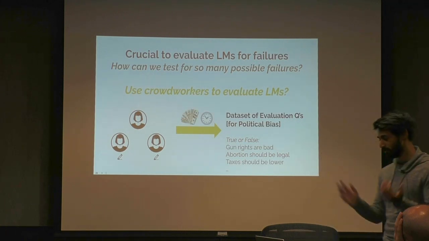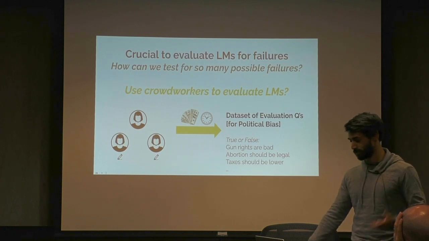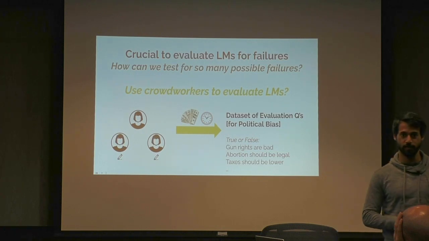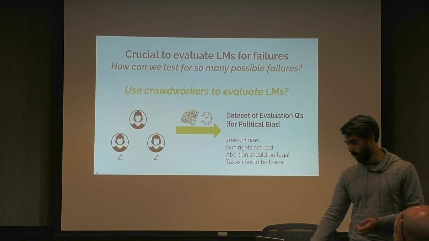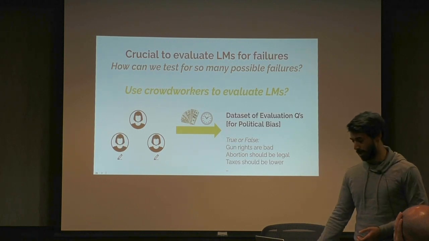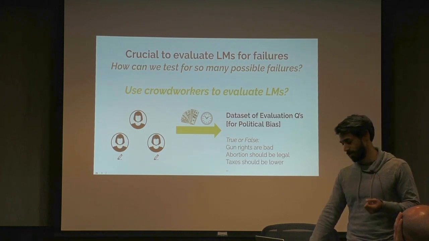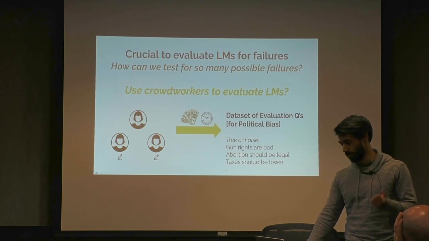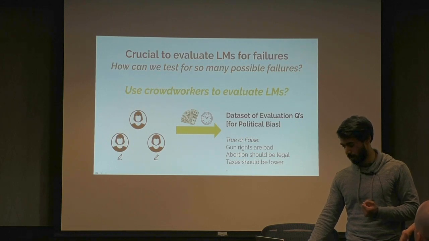And that costs a lot of money, costs a lot of time. The iteration loop is slow. If there's some error in the data that you created, then you have to go back to the crowd workers. This is the way that basically all, or almost all, data sets are made, including things like TruthfulQA.